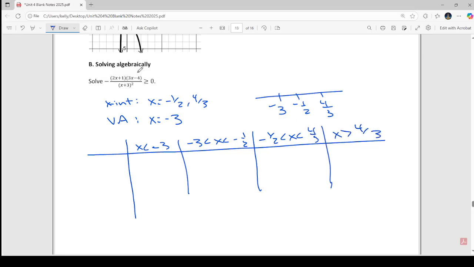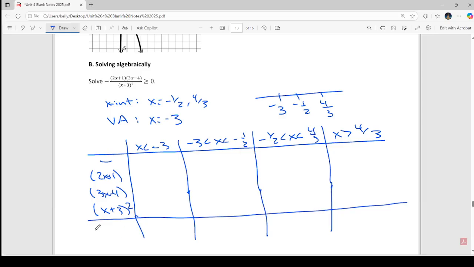Now put every single part of your function in the table. So we have a negative sign, we have 2x plus 1, we have a 3x minus 4, and we have a x plus 3 all squared. And then we need a final row in the table. This is overall our quotient. So this negative sign only ever contributes a negative, and x plus 3 squared only ever contributes a positive.